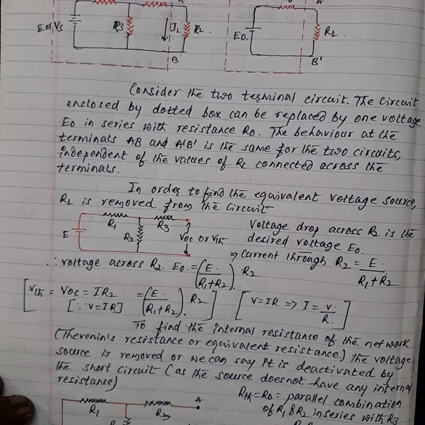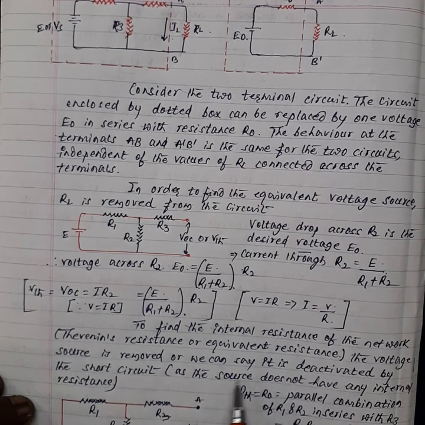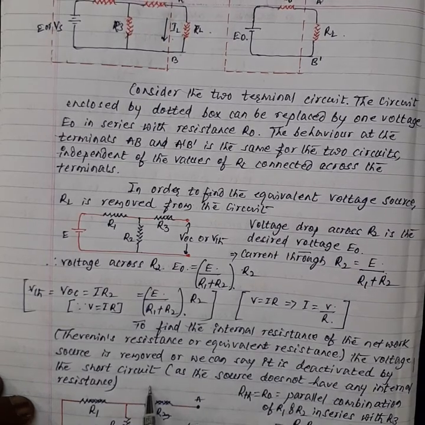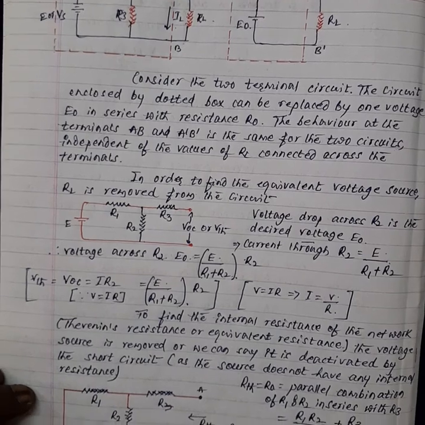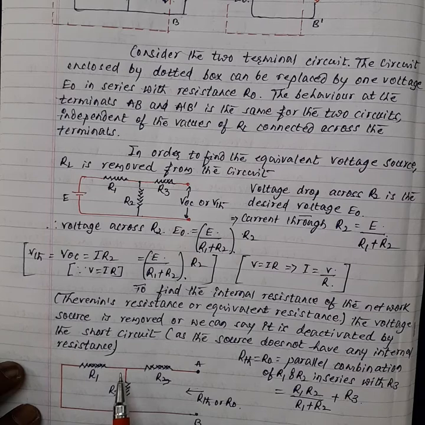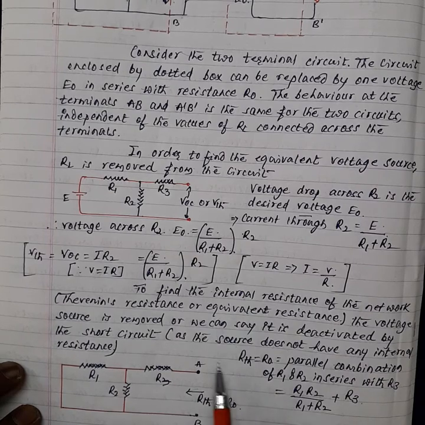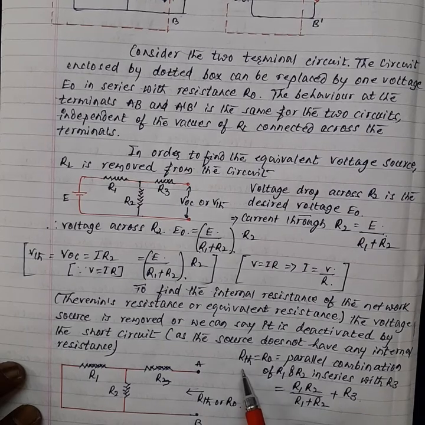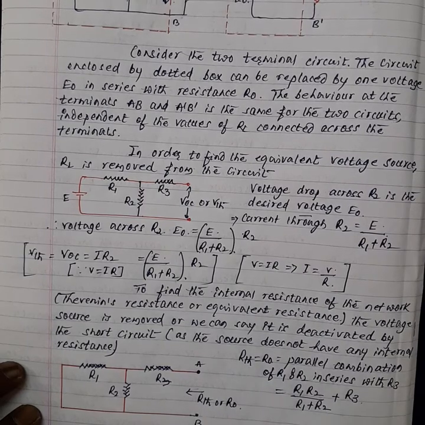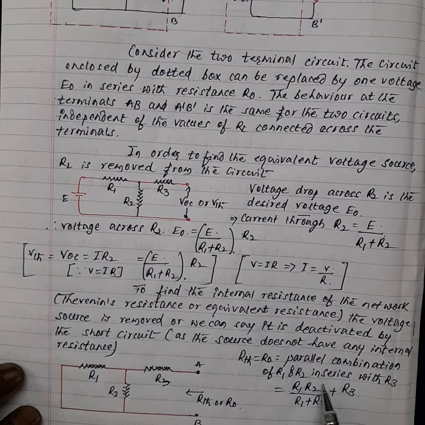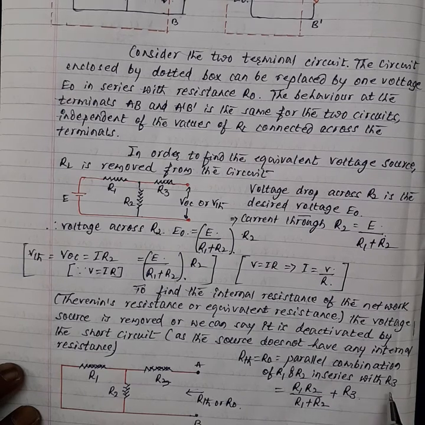Again we have to remove the voltage source, and we can say it is deactivated by the short circuit, as in the diagram you are seeing. As the source does not have any internal resistance, if I consider it as ideal, then R of TH, that is called the Thevenin's resistance, is nothing but the parallel combination of R1 and R2, which is connected in series with R3.